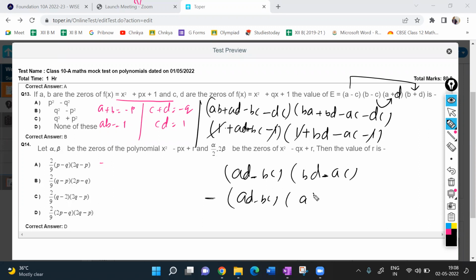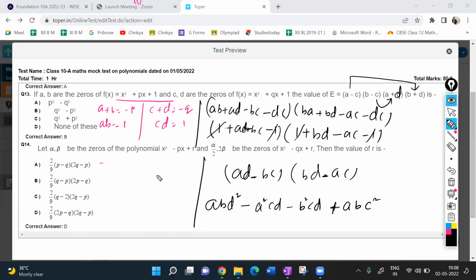See, till this we did. After this, AD minus BC. Multiplying both the terms, if you multiply, what you get? ABD square minus A square CD minus B square CD. Have a little patience, it will come easily. For solving mathematics, you need patience. These questions you can't do in a hurry.